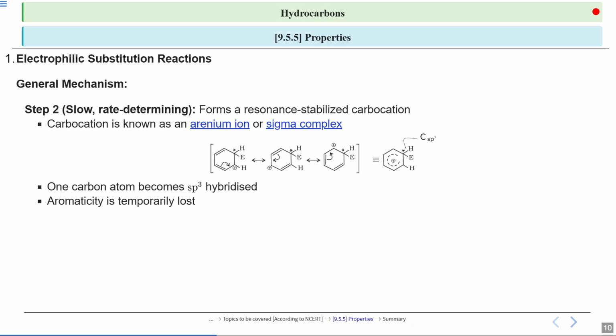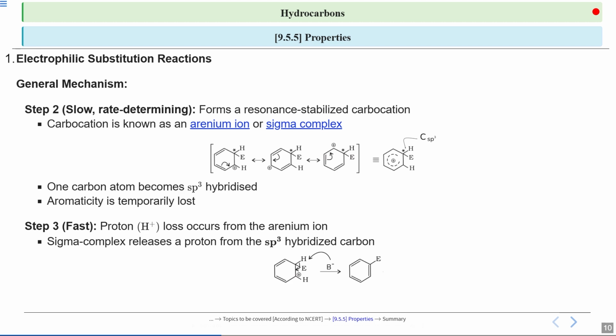Now what will happen? This molecule will exist for a very short time due to its less stability. Then how can it be stabilized? Basically, the H plus is removed from your given sigma complex to regain the aromaticity. Here is an example of that. What is happening? Your sigma complex is losing its H plus ion and the base, which is B minus, is acting as a proton abstractor and making the compound again an aromatic one. But this time the H is replaced by the E, which is your electrophile.